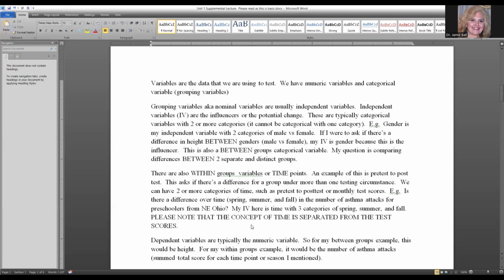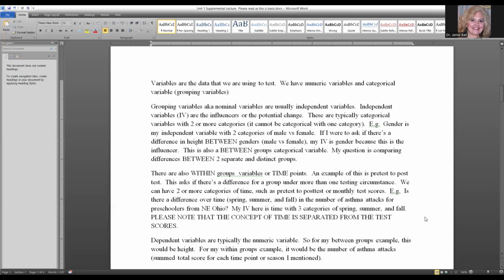There is also a within groups independent variable. These are time points. The idea of time is separate from the score because the testing conditions have changed. An example of time points is pre-test and post-test. What's changed? Usually there's some sort of intervention or learning going on in between. All right.